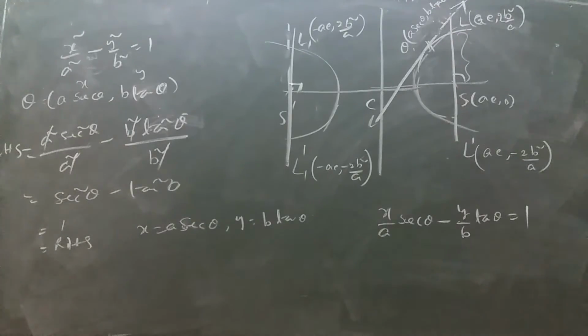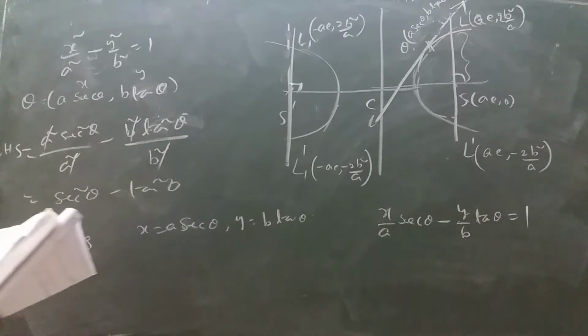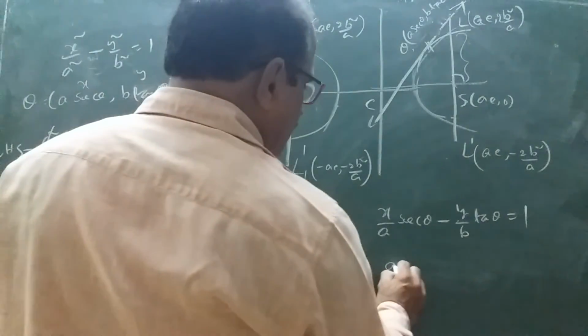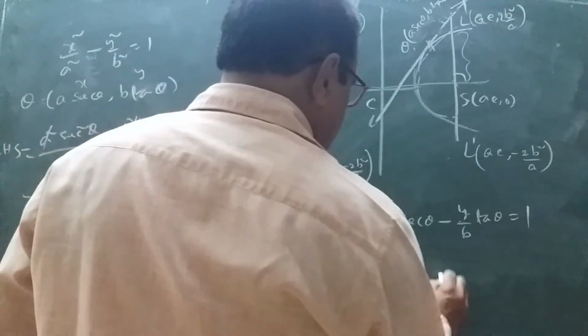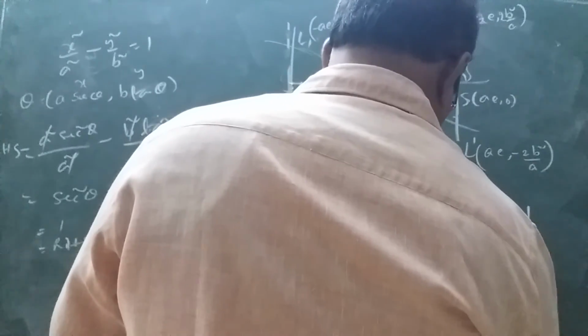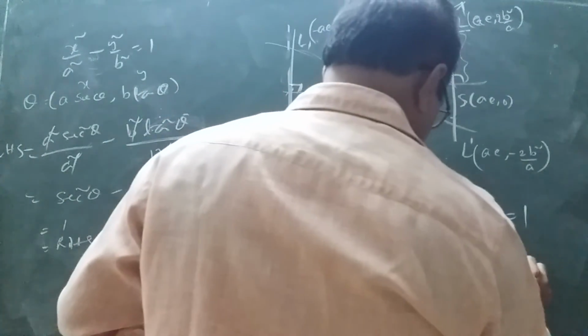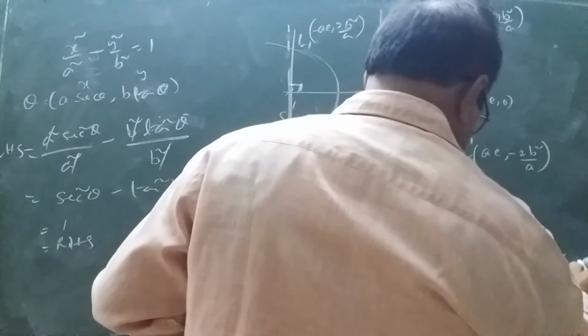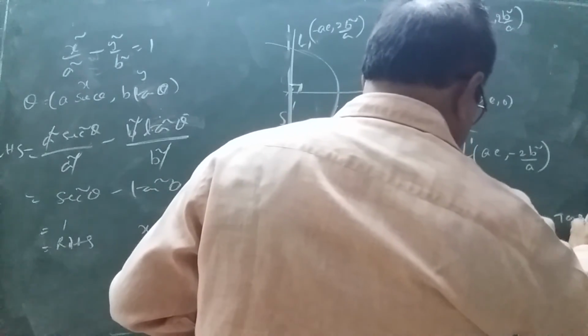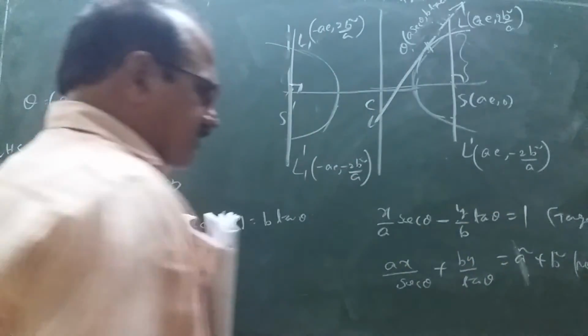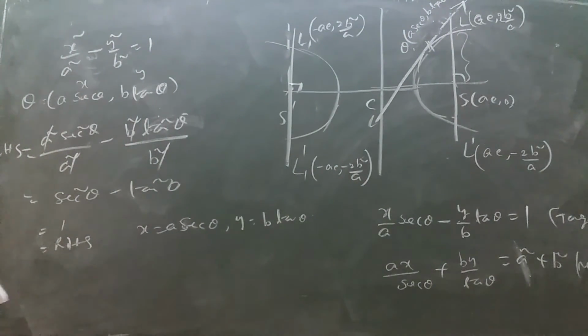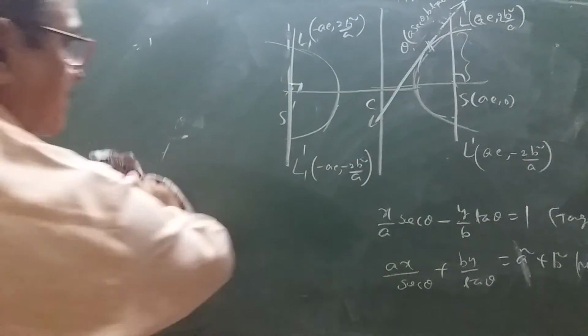The equation of normal may be taken as ax by secant theta plus by by tan theta is equal to a square plus b square. Sorry, a square plus b square. This is normal. This is tangent. Equation of tangent at theta. In general, we can write at P x1, y1, the equation of tangent may be y is equal to, right here, just right.